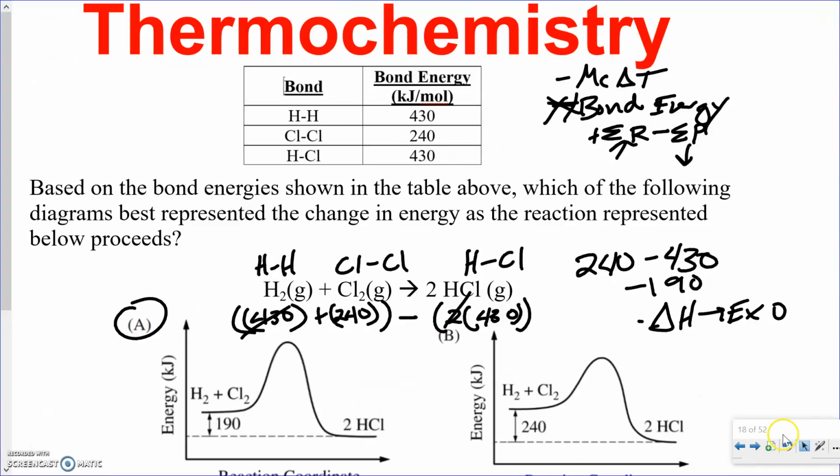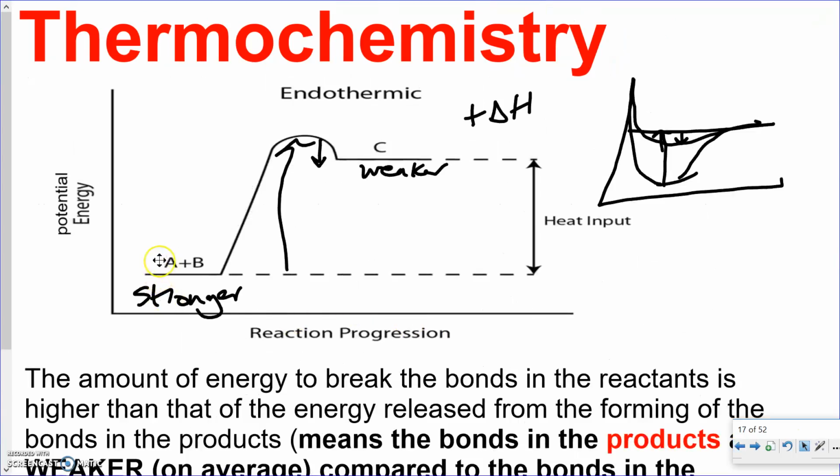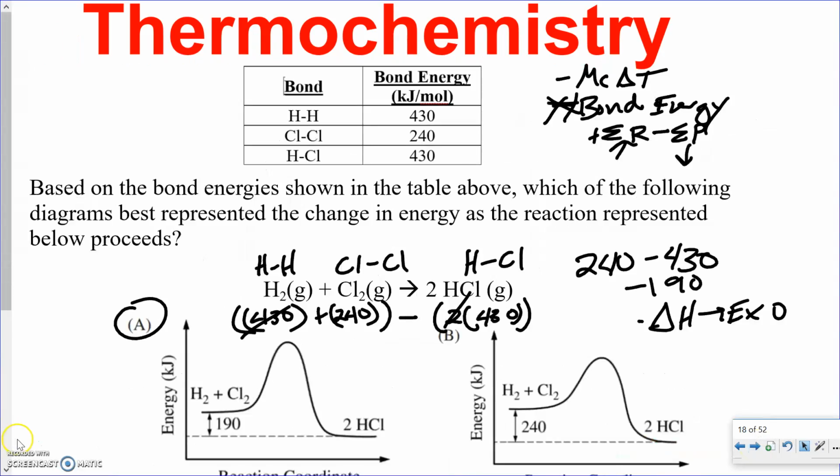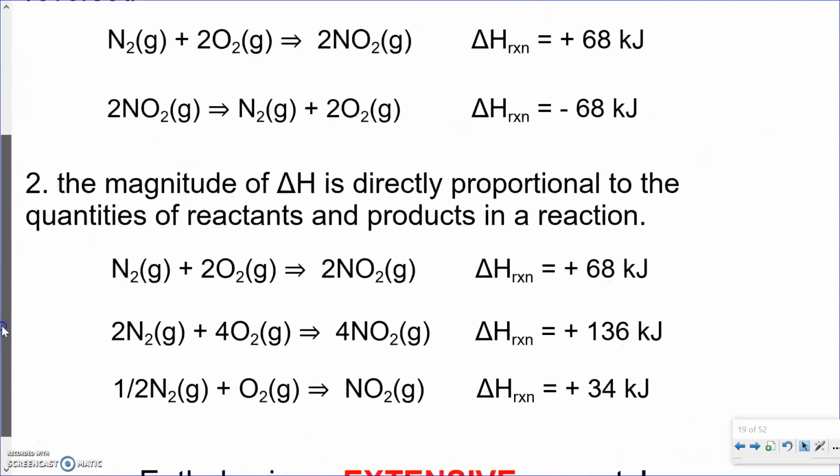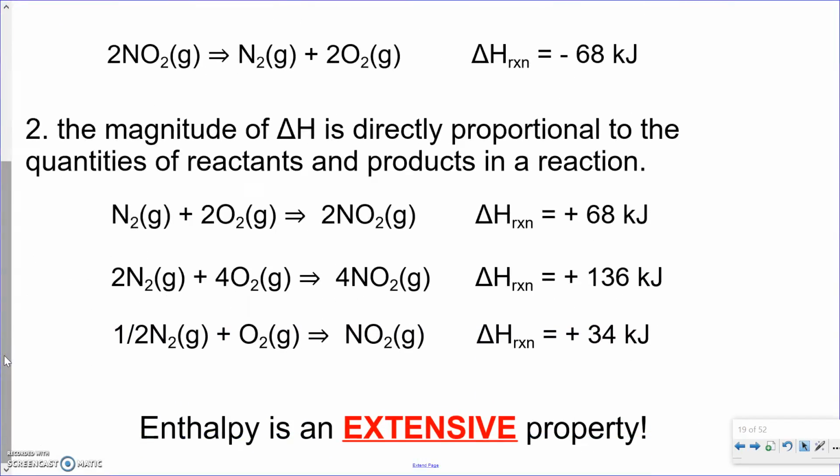So think about it. If we go back and talk about these curves, if the reaction going this direction is endothermic, if we flip it, C would end up higher, AB would end up lower, but the amount of energy lost would be exactly the same. So we would go from A plus B going to C going to A plus B. So the value would be the same, but we would go from an endothermic reaction to an exothermic reaction. Okay. All right, the next thing is what we just talked about, is the fact that delta H is proportional to the amount of stuff that's reacting.